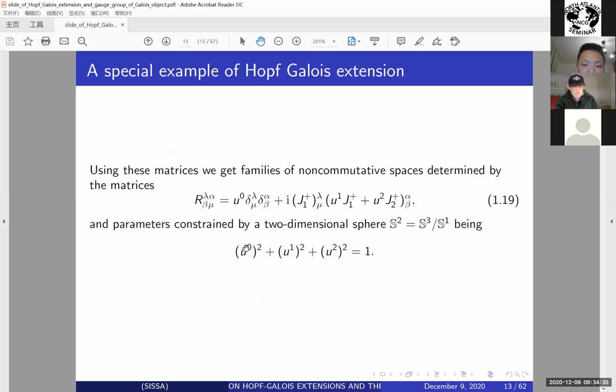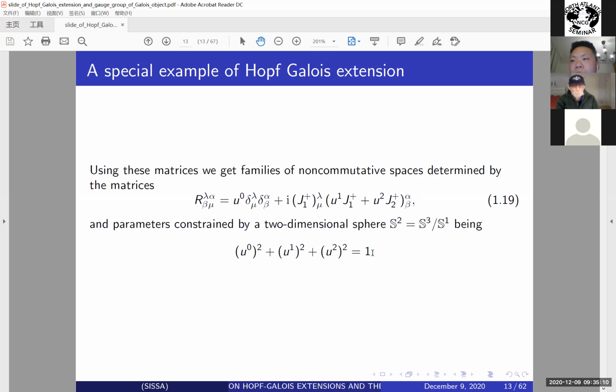And moreover, are you giving an example of a Hopf-Galois extension? Yes, I'm now giving an example of Hopf-Galois extension, and now I first introduce the total space algebra A, and this total space algebra A is non-commutative. And what is your Hopf algebra? The Hopf algebra is the algebra of functions on SU2. I mean the functions on classical SU2. Yes, this is classical. That's going to be the Hopf algebra. Yes, that is going to be the Hopf algebra.